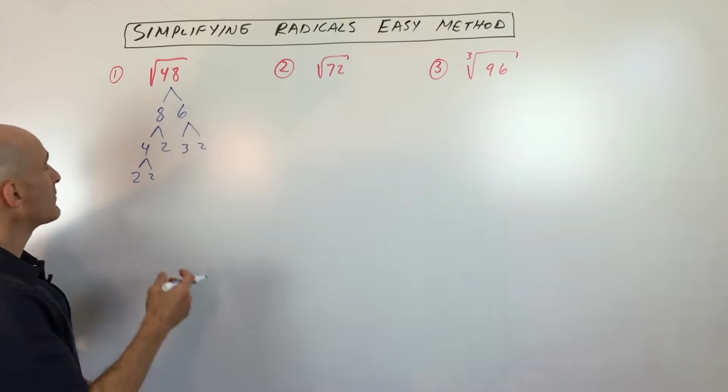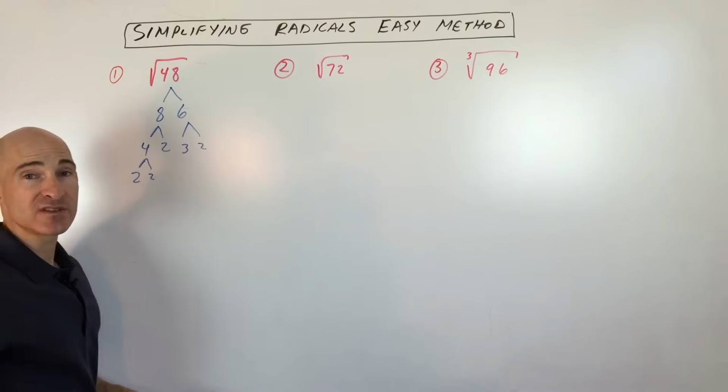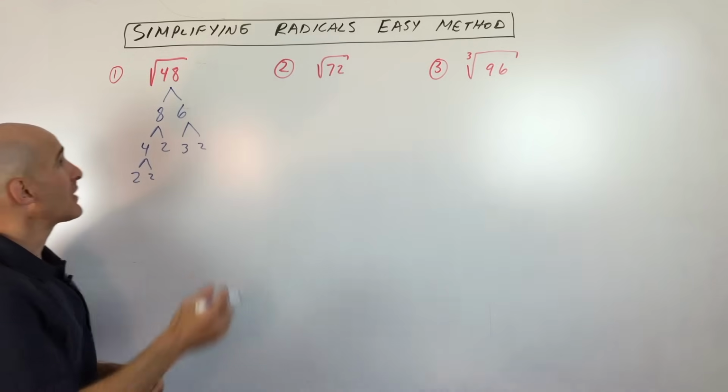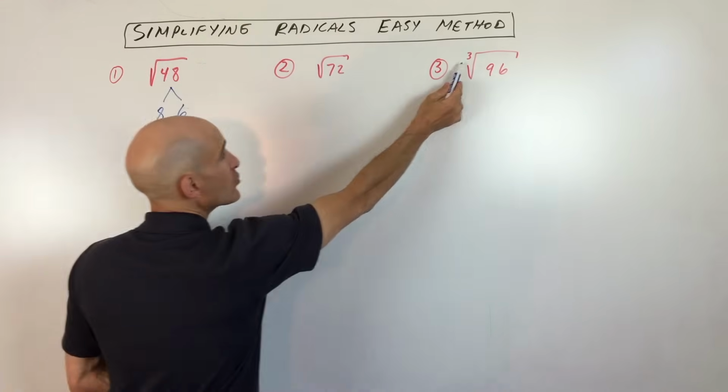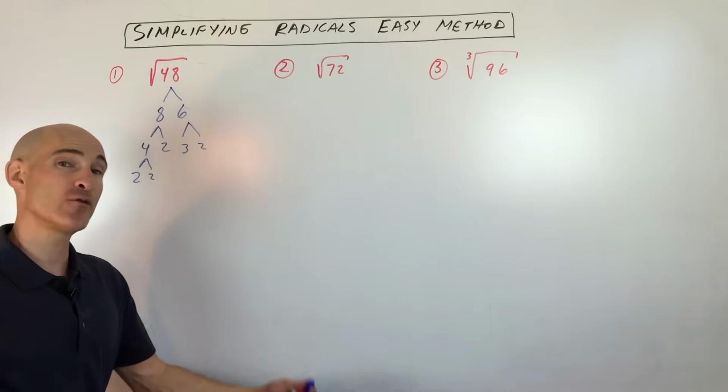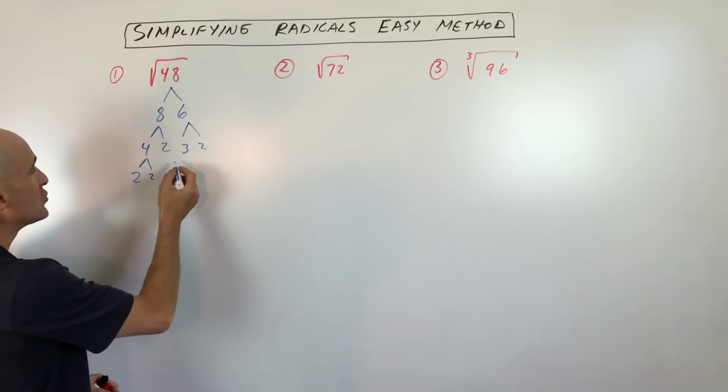Once you get down to the prime numbers, the numbers that are only divisible by 1 and themselves, you look for a pair if you're taking the square root. If you're taking a cube root, then you would look for 3 of the same number. If you're taking the fourth root, you look for 4 of the same number. And what I usually do is I group them together.